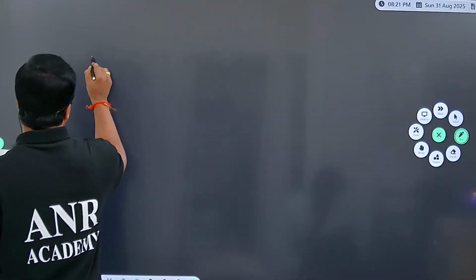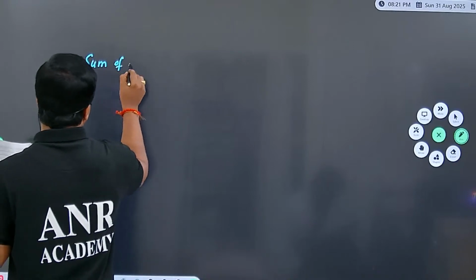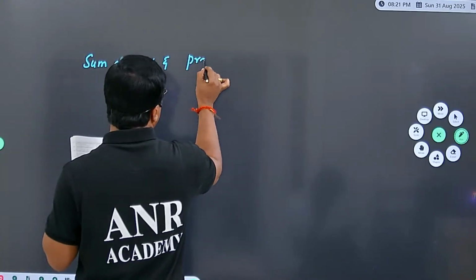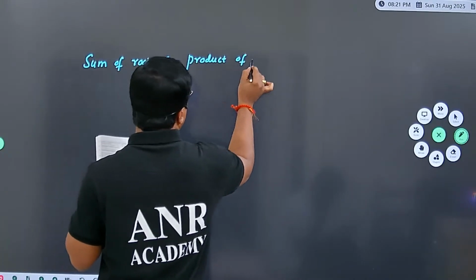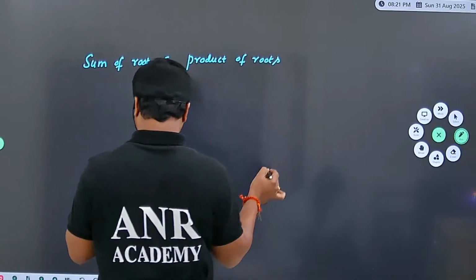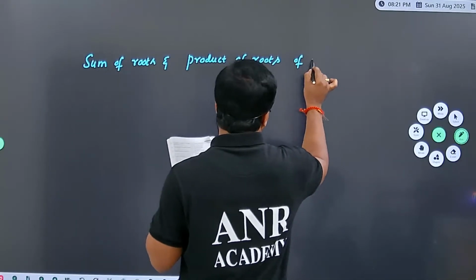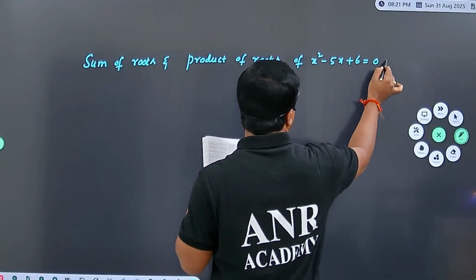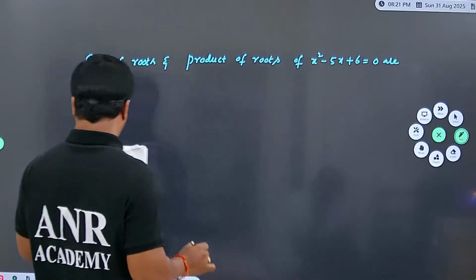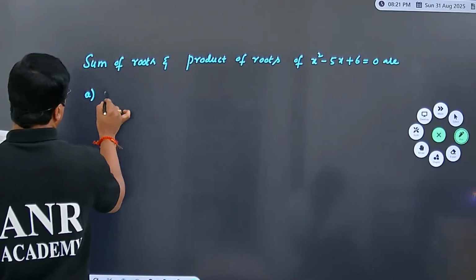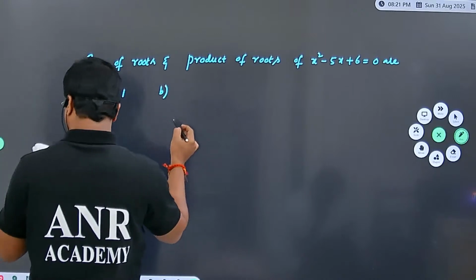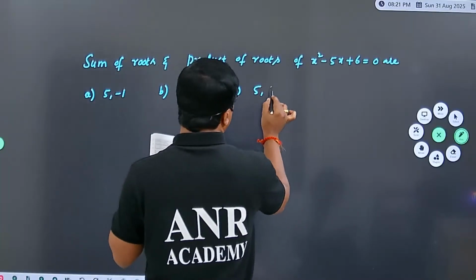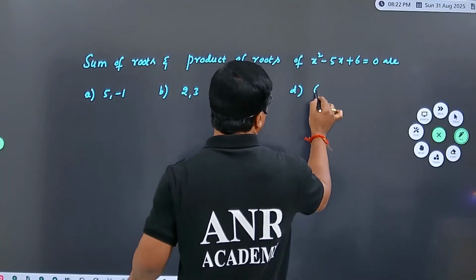The question is, the sum of roots and product of roots of the equation x square minus 5x plus 6 equal to 0 are: option A, 5 comma minus 1; option B, 2 comma 3; option C, 5 comma 6; option D, 6 comma minus 1.